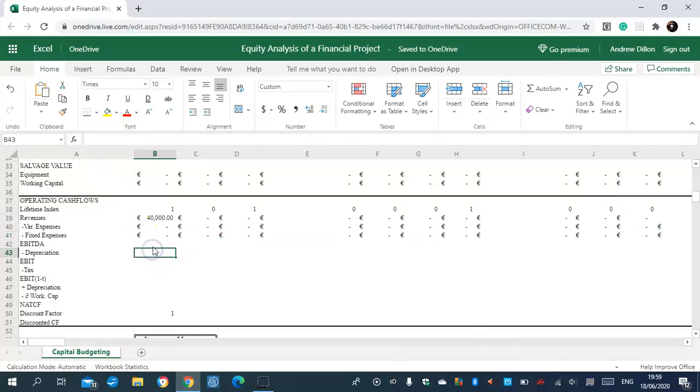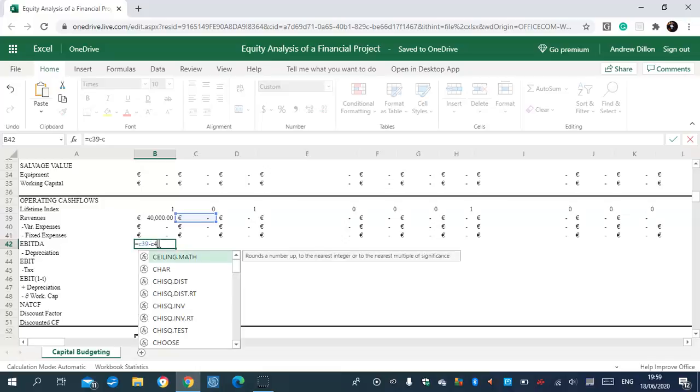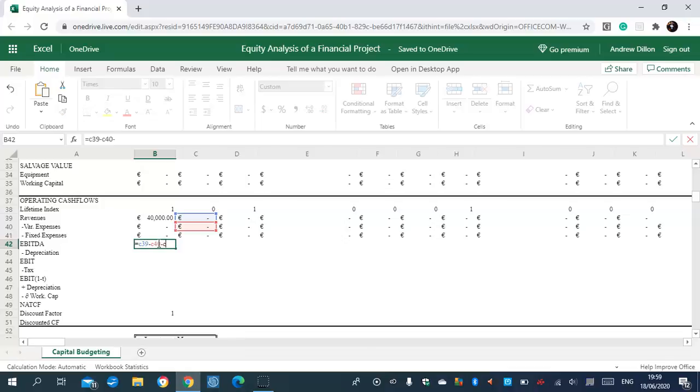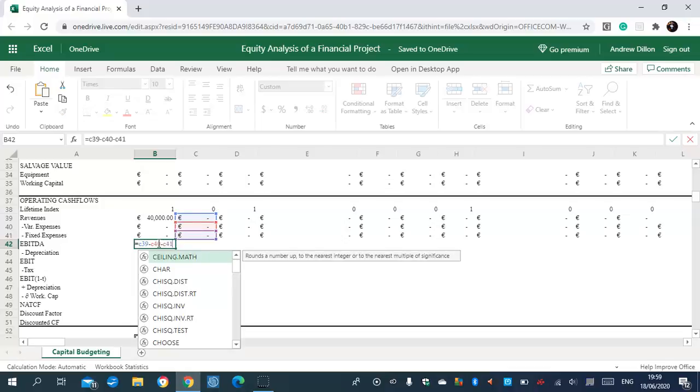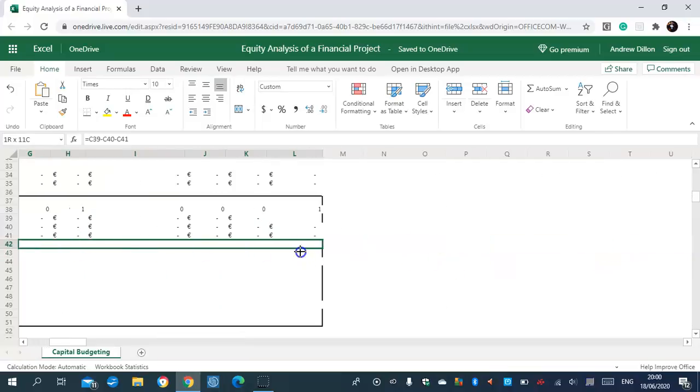Okay, now we're going into the EBITDA. Simply a minus function table. So we use revenues minus variable expenses minus fixed expenses. Look at euros.